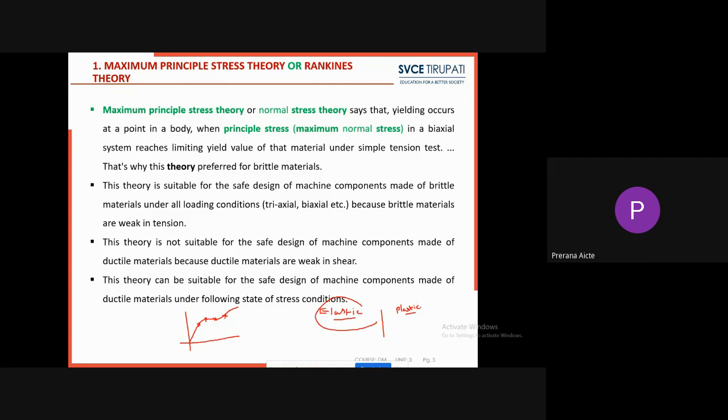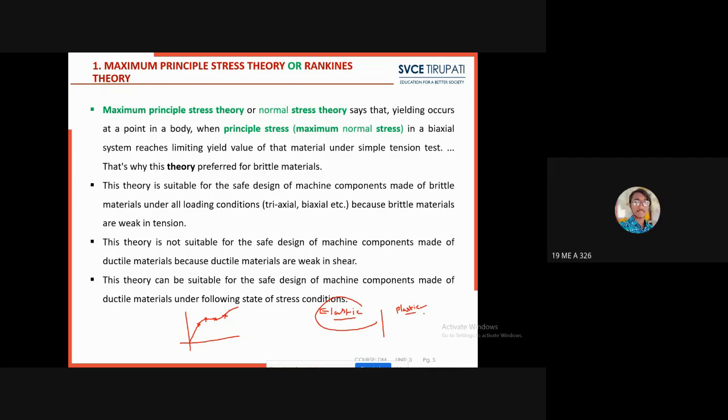What is the plastic limit? If you apply a load, it will elongate. After removing the load, it should not regain its original position. Should not regain. For example, glass is there. If you drop a teacup, what happened?